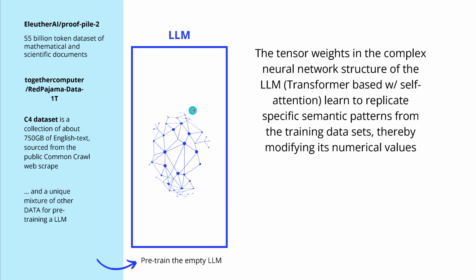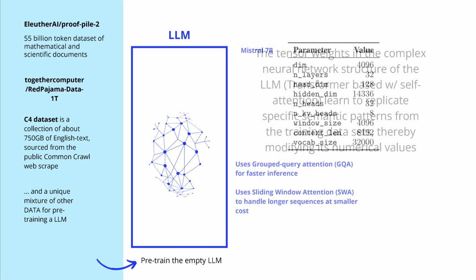And when I say pre-train, to be specific, I mean that the tensor weights in this complex neural network structure of the transformer-based, self-attention large language model learn now to replicate specific semantic patterns from the training dataset, thereby modifying its numeric tensor values. And this is the way an LLM learns knowledge. It finds patterns, semantic patterns, and this is what we do when we say we pre-train an empty LLM.